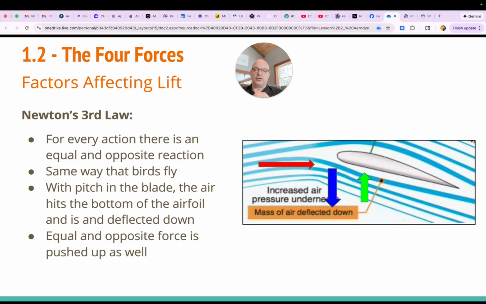All right, so we're going to talk about Mr. Newton over here. Newton's third law comes into play. It says for every action there is an equal and opposite reaction. So the same way that the birds fly, with pitch in the blade, the air hits the bottom of the airfoil and then is deflected downwards. Equal and opposite force pushed up as well. So that's a very simple way of looking at it.